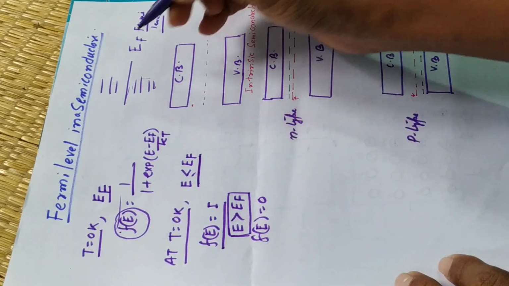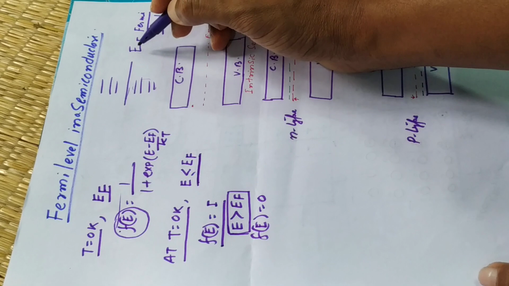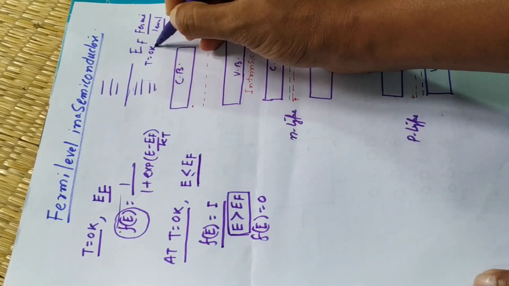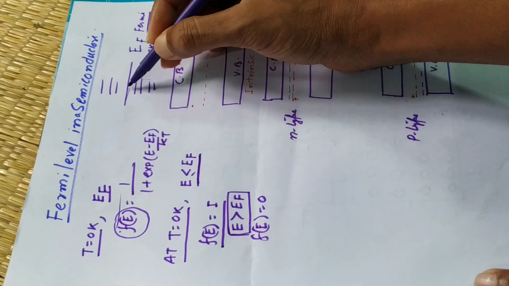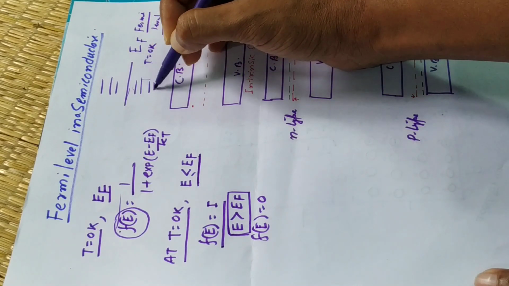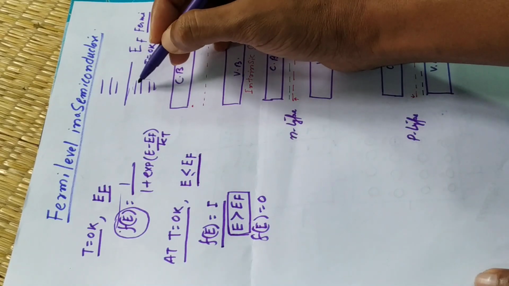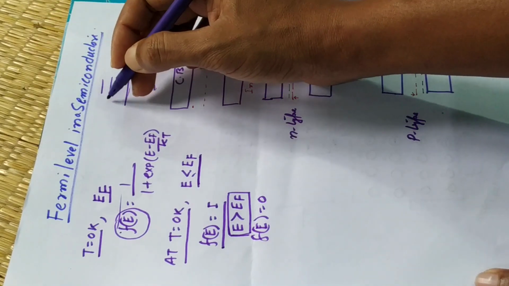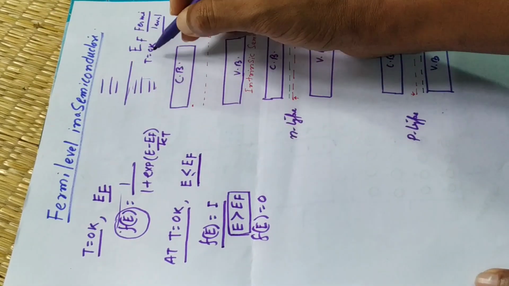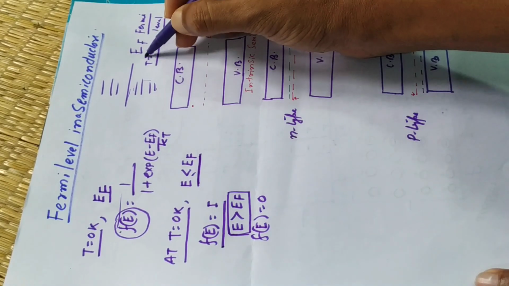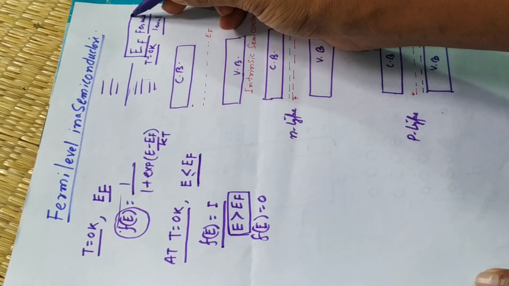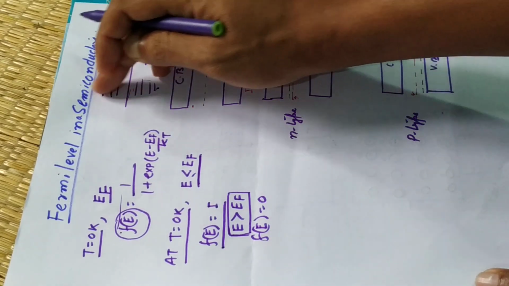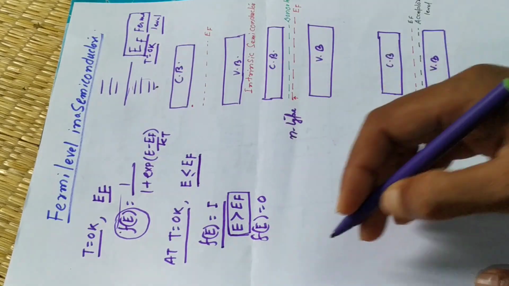Thus, the Fermi level is defined as the energy level at T equal to 0 Kelvin, where all the energy levels below the Fermi level are filled up, and above which all the states are empty. At T equal to 0 Kelvin, the Fermi level is defined as the energy level below which all the energy states are filled up and above which all the energy states are empty.